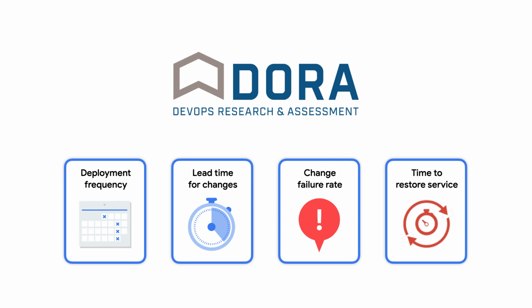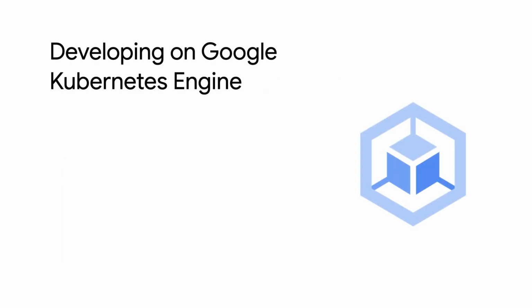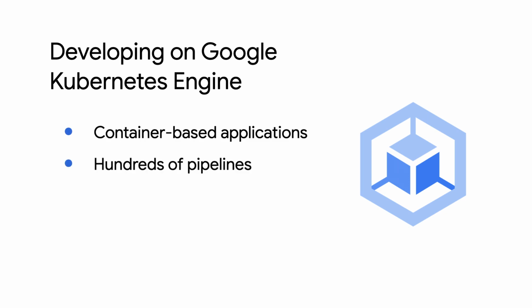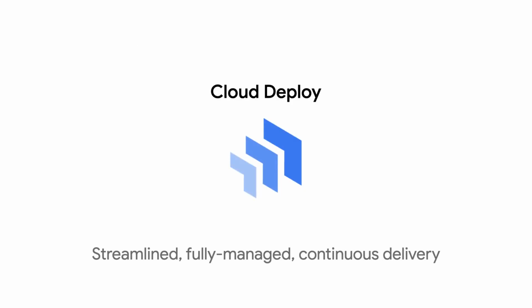A big part of excelling at these 4 key metrics is having a robust and effective continuous delivery pipeline in place. If your software development team is developing and delivering container-based applications on GKE, that can be challenging, especially when you've got dozens or even hundreds of pipelines across multiple environments. Introducing Cloud Deploy, a streamlined, fully managed continuous delivery solution for GKE.